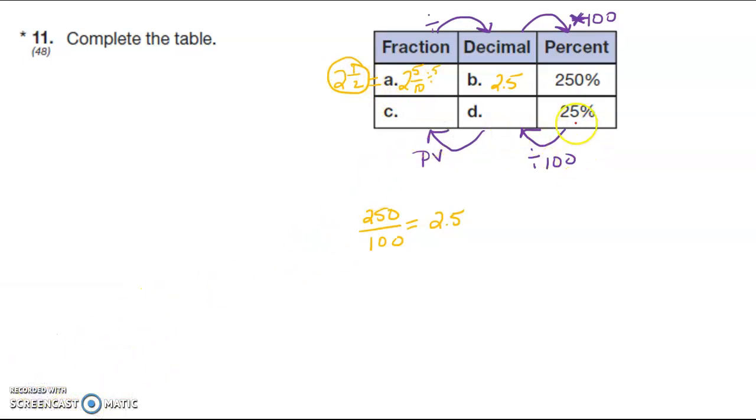Okay, so here I have 25% or 25 per 100. When I divide that, I get 0.25. You can do that on your calculator. And this is 25 hundredths, just like I have here. Let me divide by 25. I get 1/4.